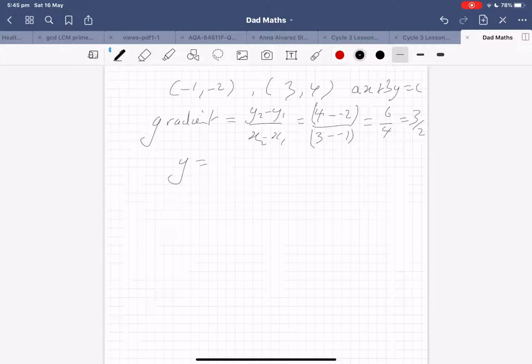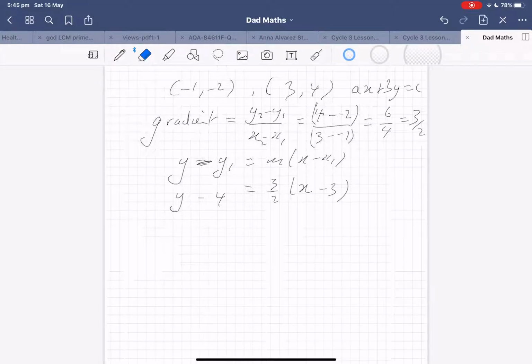And now, to get the equation of the line, y - y1 = m(x - x1), we feed in the gradient of 3/2, and y and x are general values, but y1 and x1 are a specific point. They can be (-1, -2) or (3, 4). I'll take (3, 4), so y coordinate of 4, x coordinate of 3. We can multiply this out and get y = mx + c, but in this case we want to get ax + by = c, so we don't want any fractions.